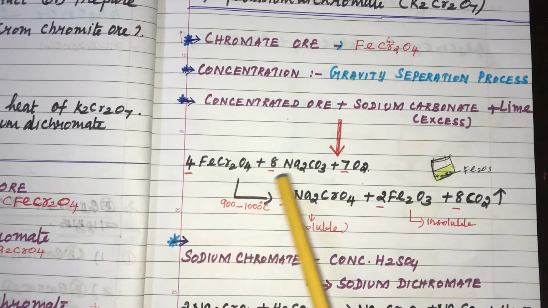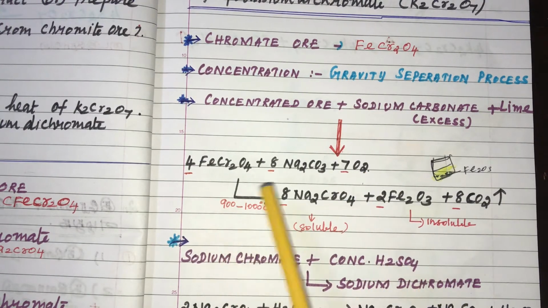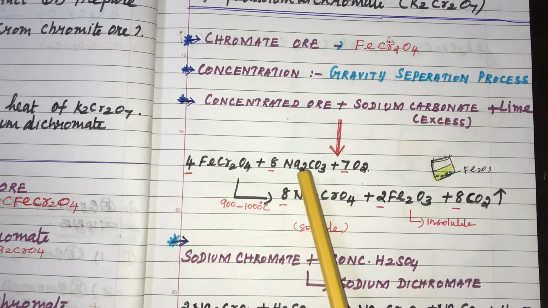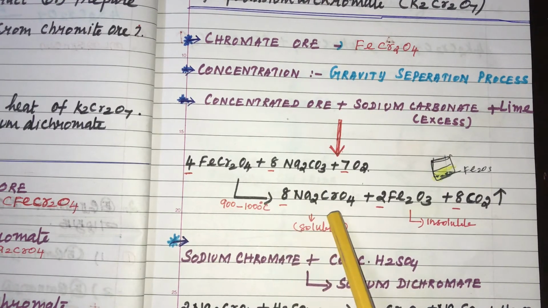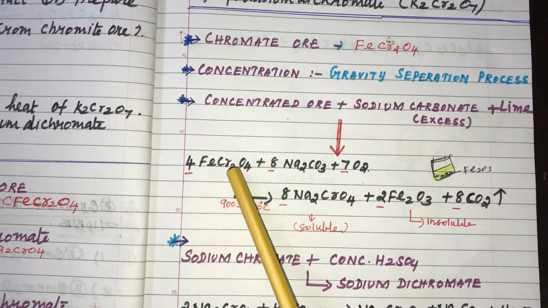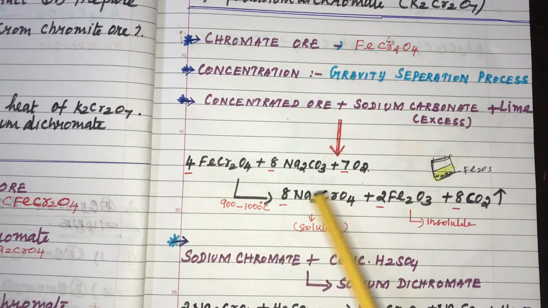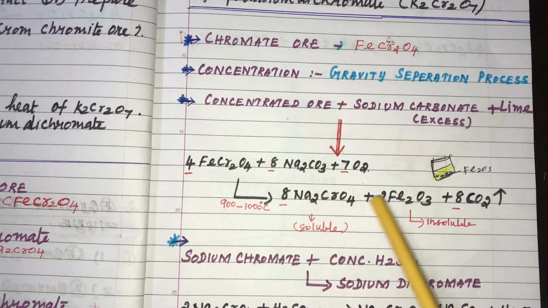Here the coefficients are 4, 8, 7, 8 to 8. In that way we can memorize 4, 8, 7, 8 to 8. It is a fully balanced equation. So 4 Fe, here also 4 Fe. Here 16 sodium and here also 16 sodium, 2 Cr into 4 is 8 Cr and here 8 Cr. Fully balanced equation. You have to memorize and write this equation.